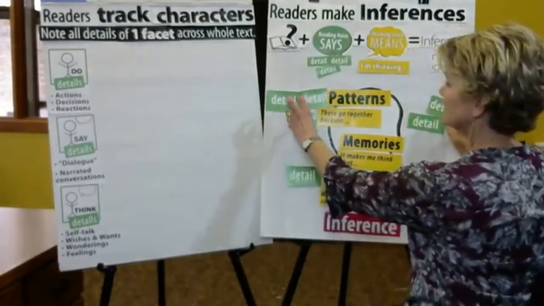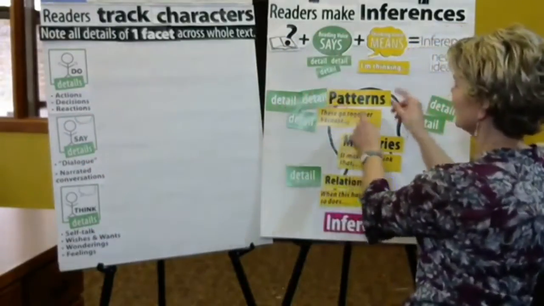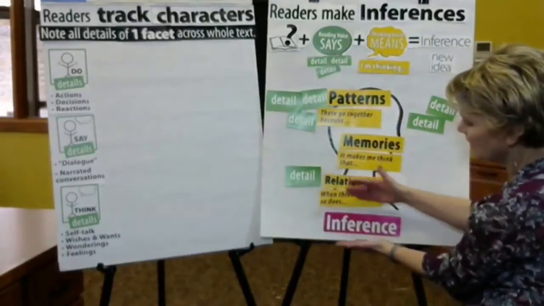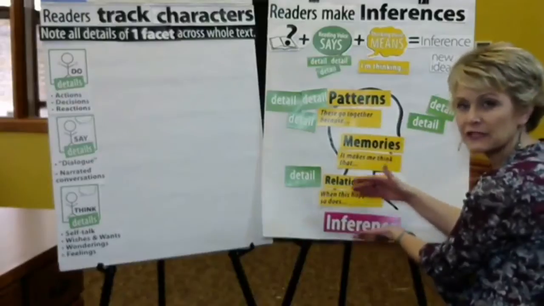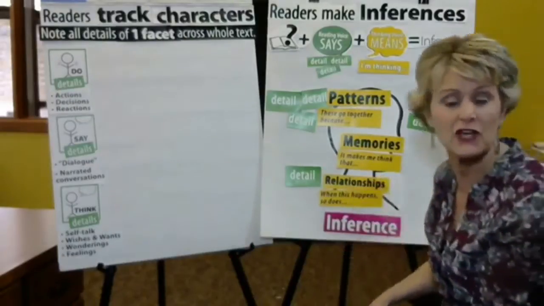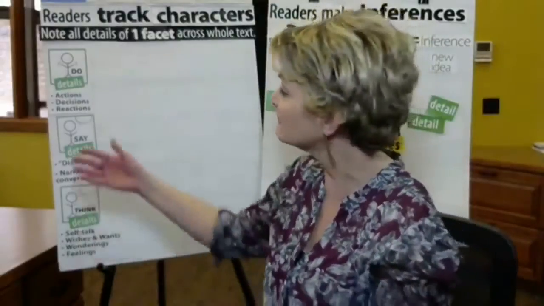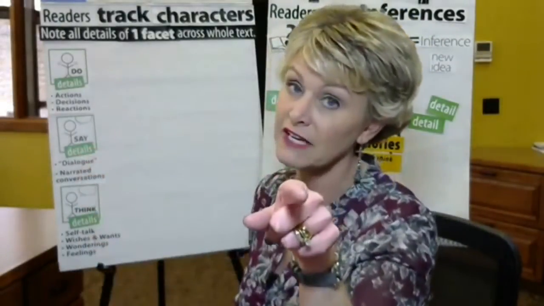But the reader has to put those details together and think about them in order to come up with a character trait. A character trait is an inference. Authors don't tell it to you. You have to infer it. Authors imply it. They give you hints and clues. You've got to figure it out.